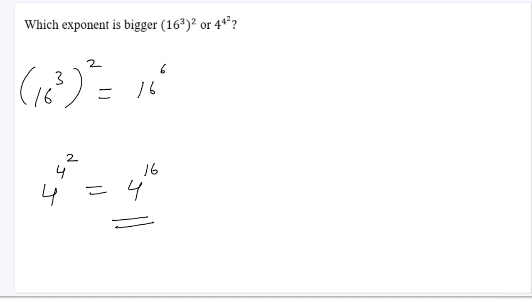Or I can tell you, okay, let me explain. It's very easy for us to compare 4 to the power of 9 with 4 to the power of 10. I know this one is bigger because our bases are the same.